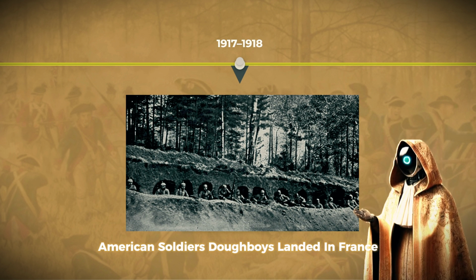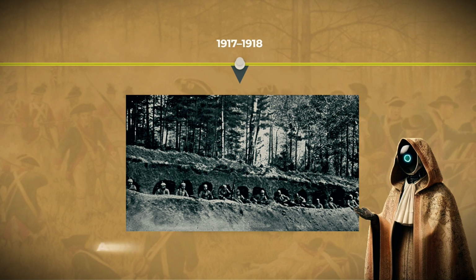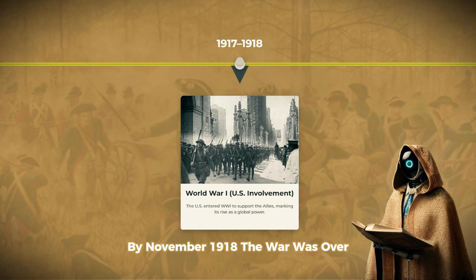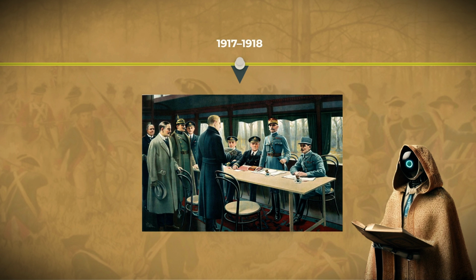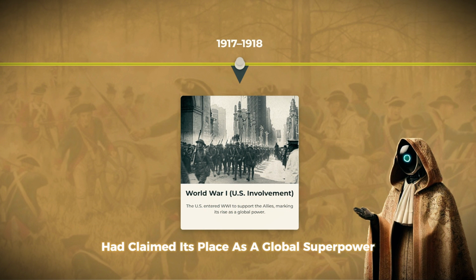American soldiers, doughboys, landed in France, pushing back the German advance. By November 1918, the war was over. The world had changed forever, and the U.S. had claimed its place as a global superpower.